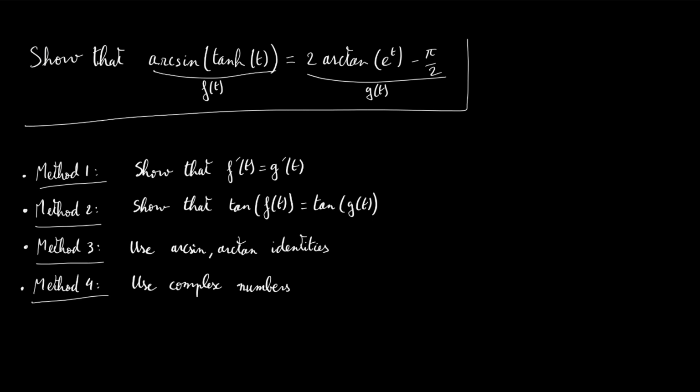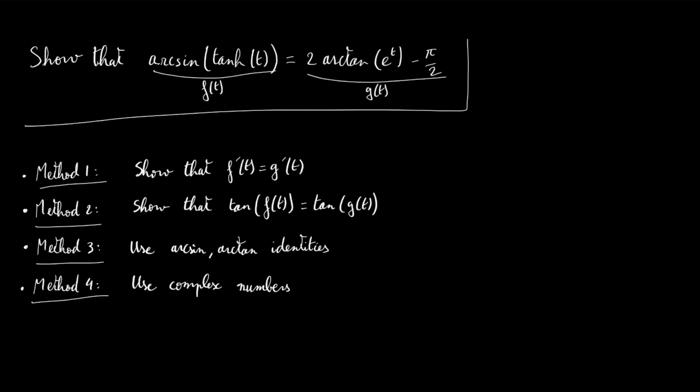We will see that there are actually many methods to prove this equality. The first method, we are going to use the derivative of each function. We are going to show that f prime of t is equal to g prime of t, and then we will integrate and show that the constant of integration is equal to 0.